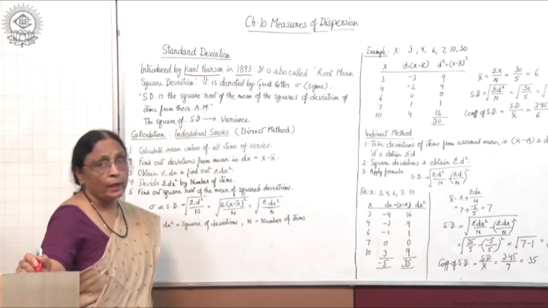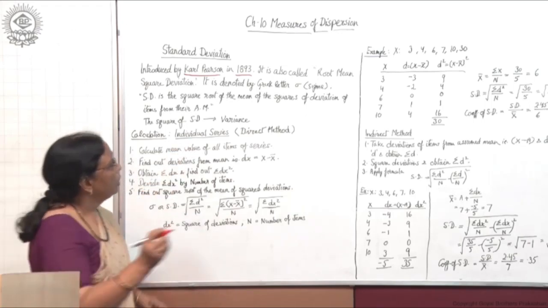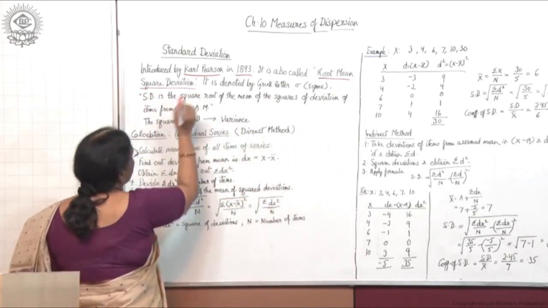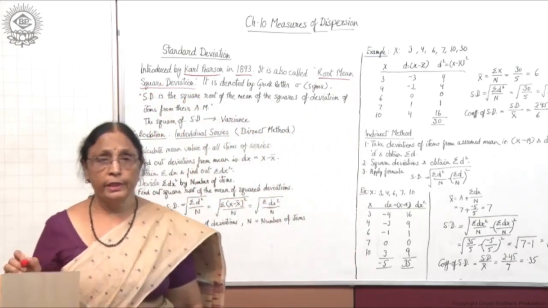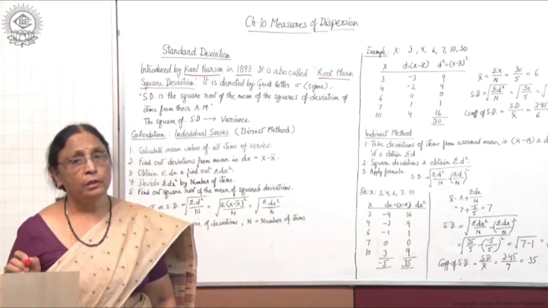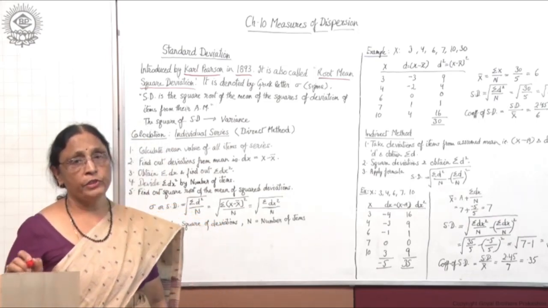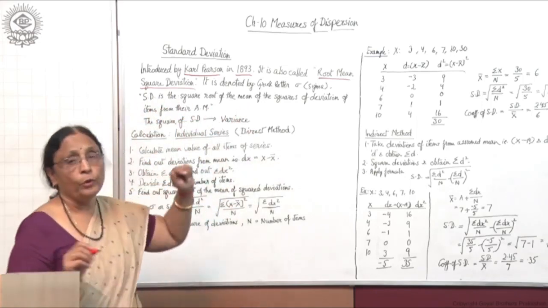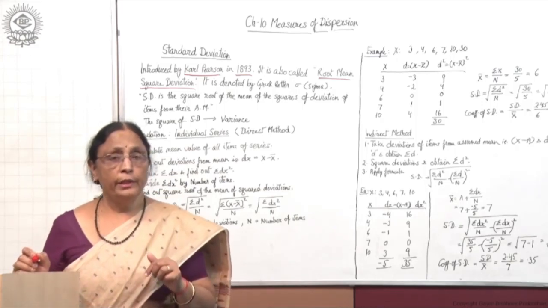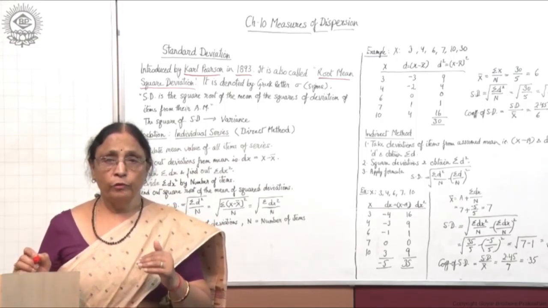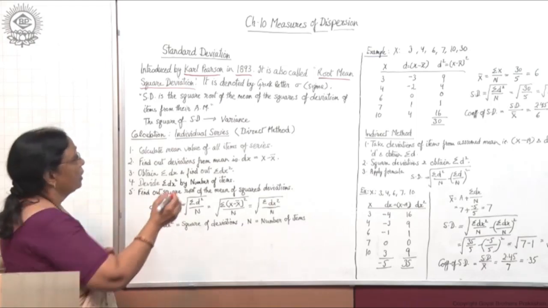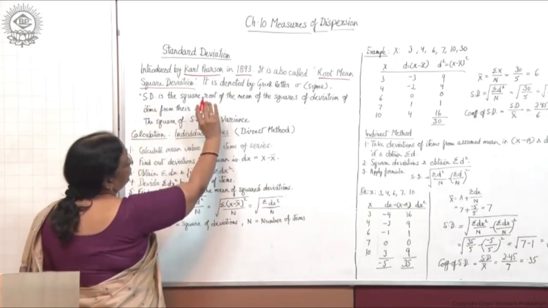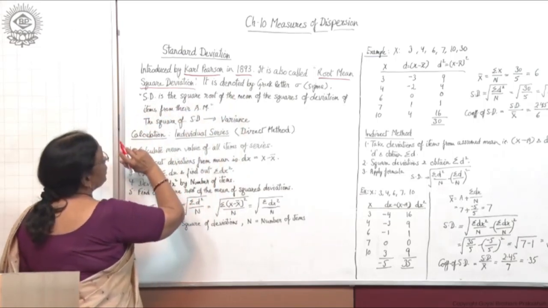1893. Now it is also called root mean square deviation. This is another name for standard deviation. In short, we call it standard deviation, but another name is root mean square deviation because the root is taken out of the square deviations. It is denoted by the Greek letter sigma. So this is about standard deviation in brief.